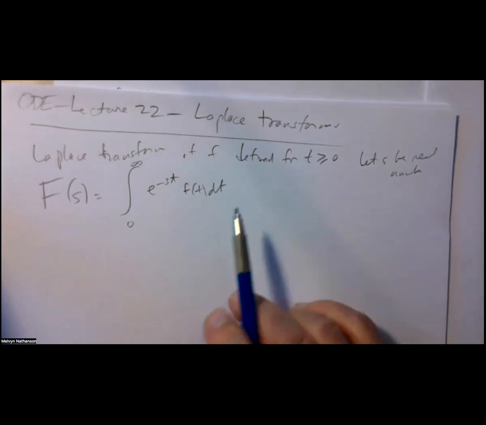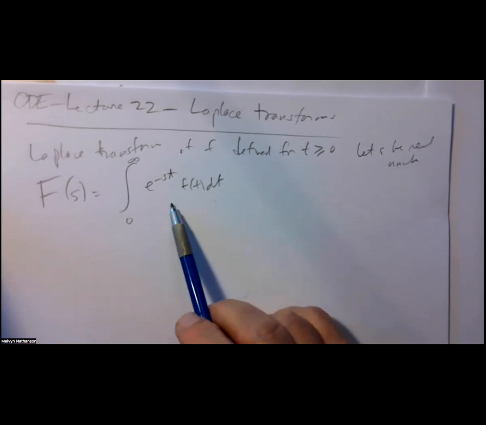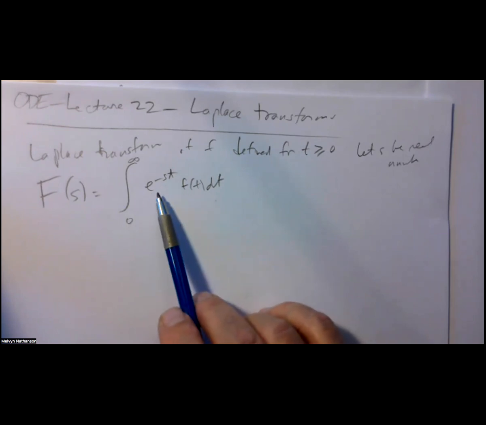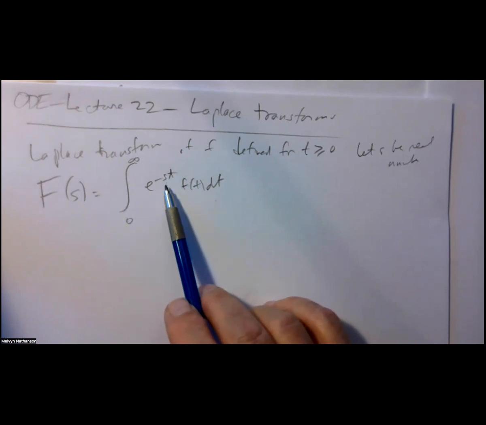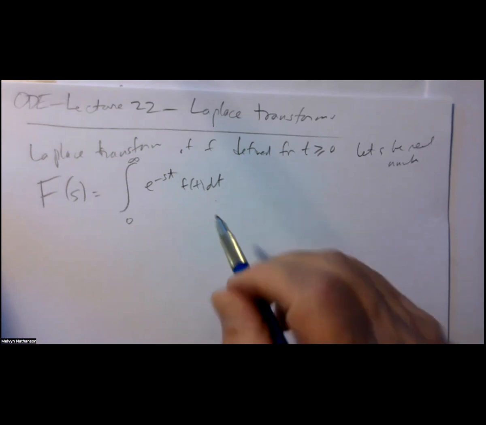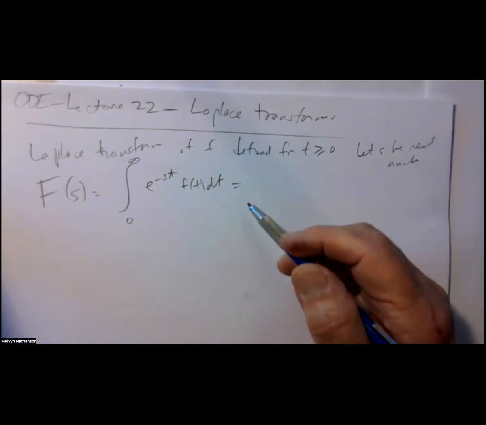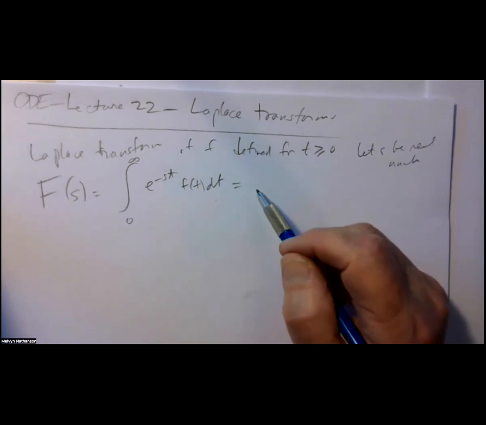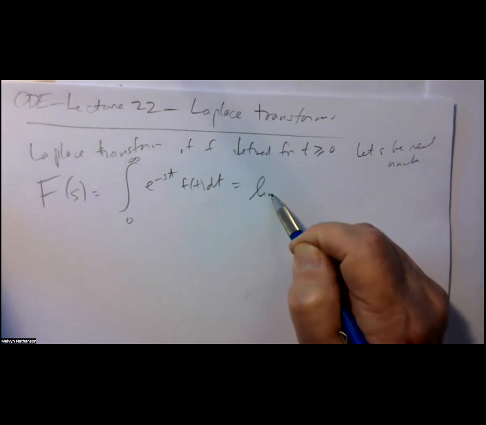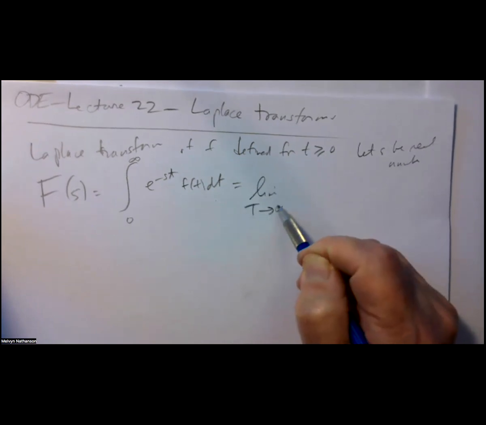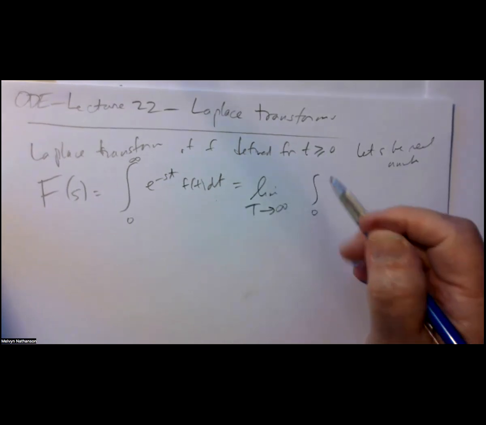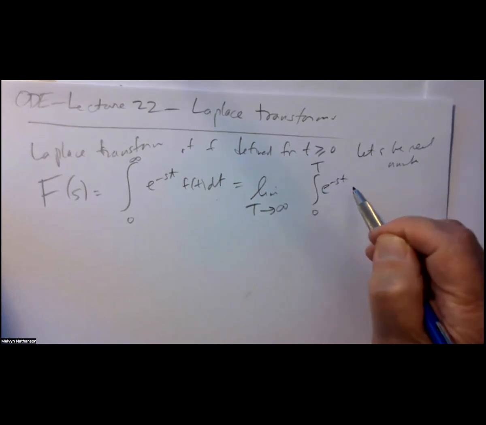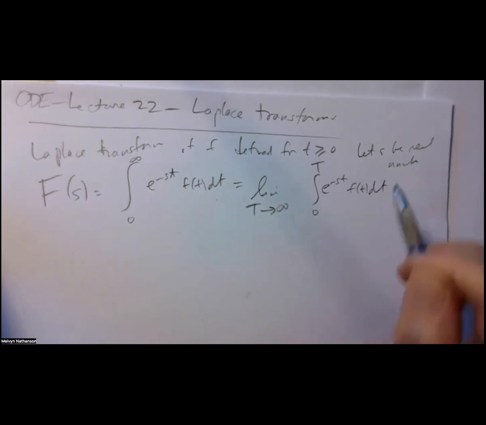So you're integrating with respect to t, and the integrand involves this number s, so this integral is a function of s. So capital F of s is this function of s. And again, just to remind you about what an improper integral over an infinite interval means, this is the limit as capital T goes to infinity of the integral over the finite interval from 0 to T, e to the minus st, f of t dt.